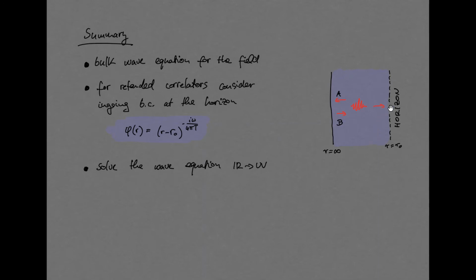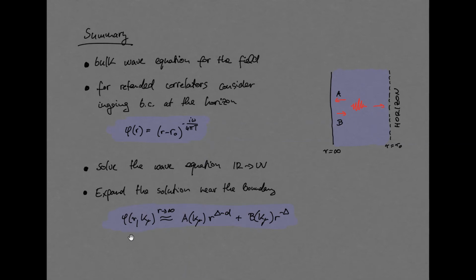After setting this boundary condition for the scalar field, we want to solve the equation of motion in the bulk to see how this ingoing solution evolves into the sum of the two independent solutions in the UV. And therefore we can compute the prefactors A and B. And the solution in the UV will behave like this. And finally, from this expansion, we just read off the Green's function by taking the ratio B over A.